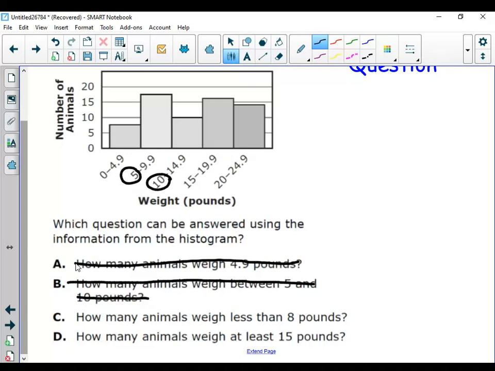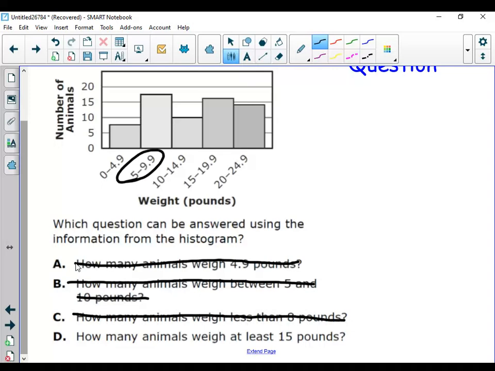How many animals weigh less than 8? Isn't it like around 15? Oh, because you're looking at this? How many in there are less than 8? You can't find it? Because there's no column that says 8, right? Well, I hope it's D.